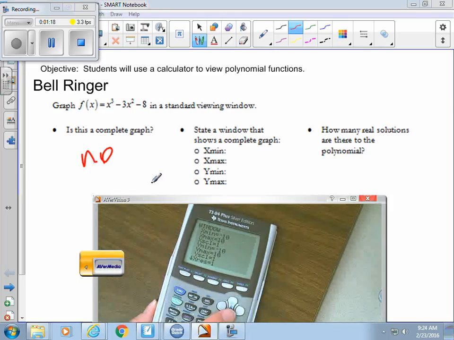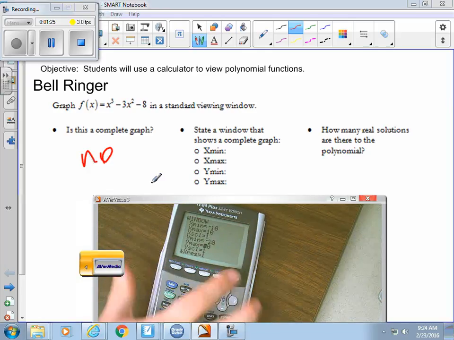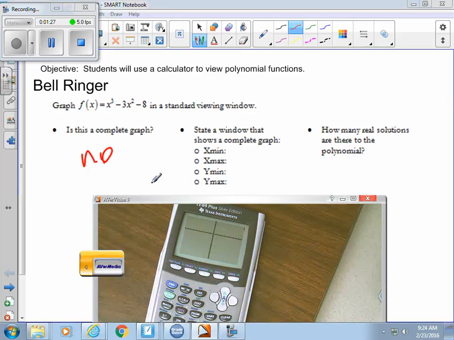So, what did we change our y min to be? -20. Was that enough? Yeah, now I see what I would call a complete graph. Now, of course, I don't see every point on the graph, but I see a good picture of what it's doing.